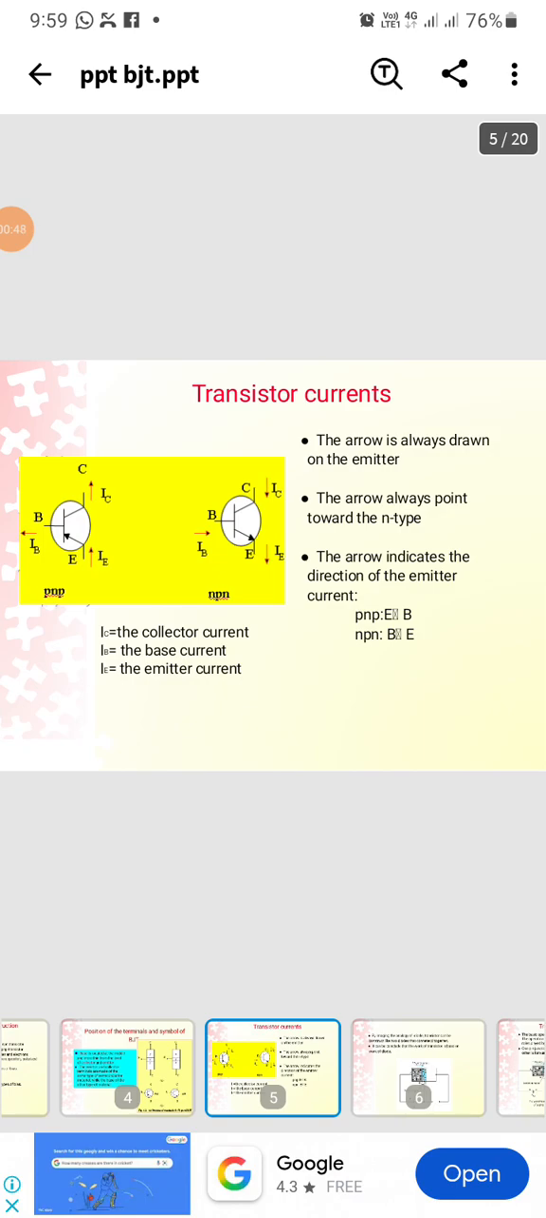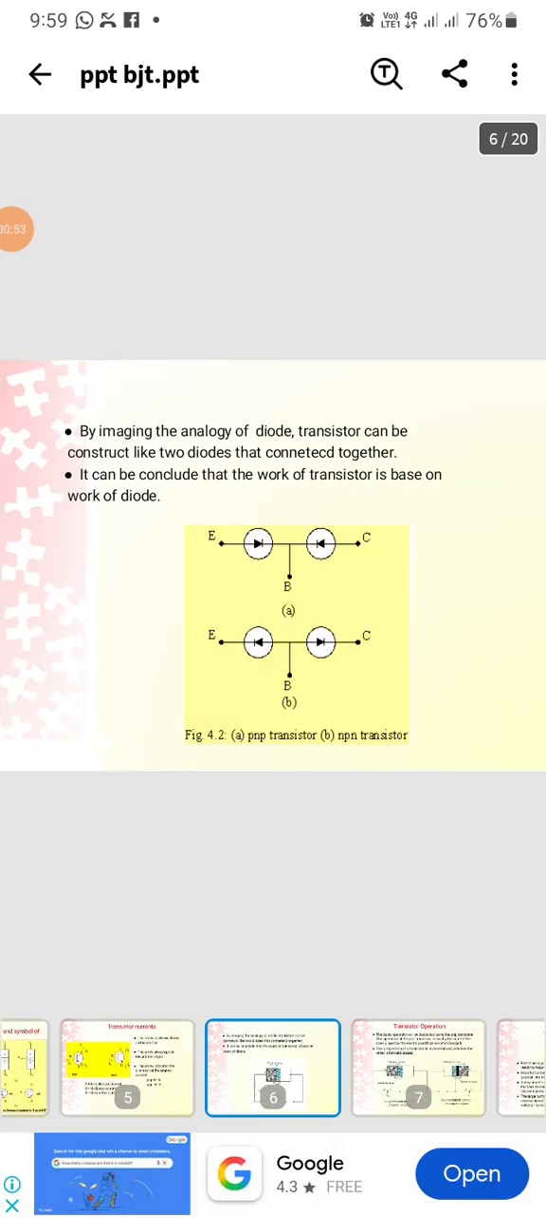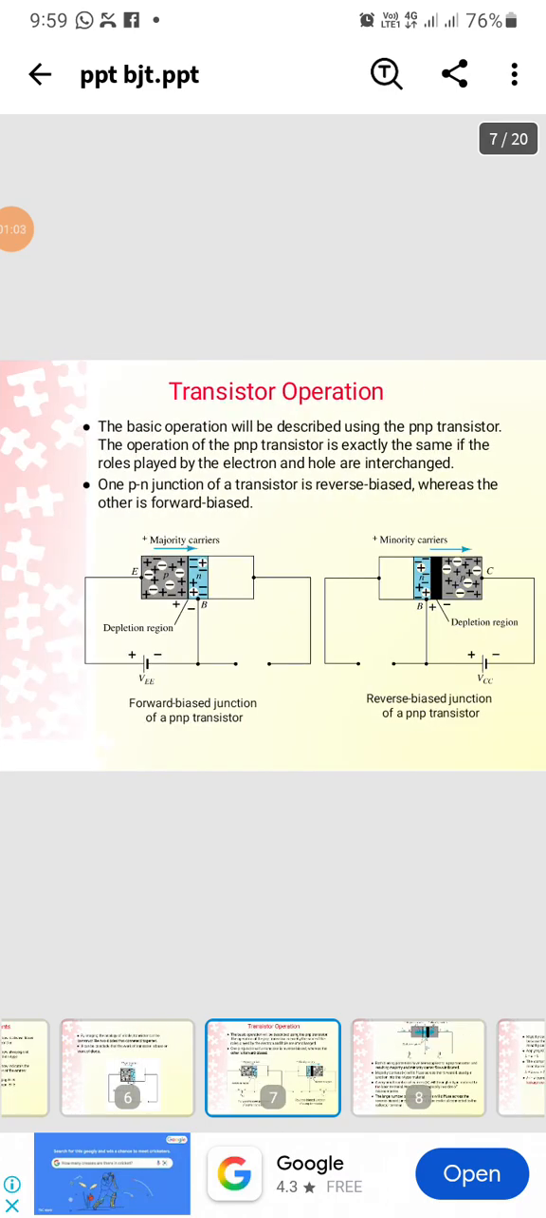The arrow always points towards the N type. The arrow indicates the direction of the emitter current. By imagining the analogy of the diode, the transistor can be constructed as two diodes connected together. It can be concluded that the work of the transistor is like the work of a diode. The basic operation will be explained using the PNP transistor.